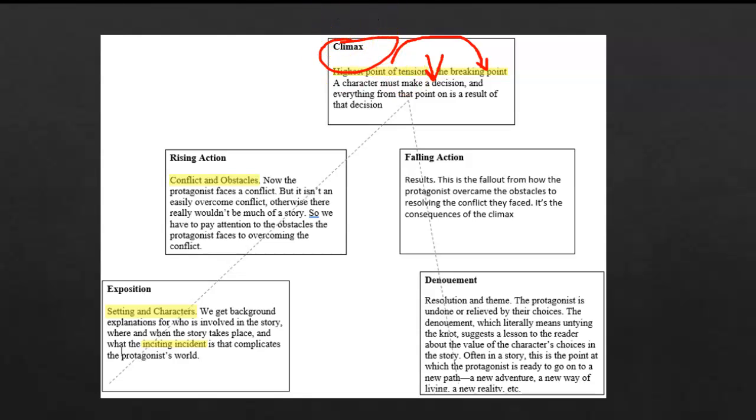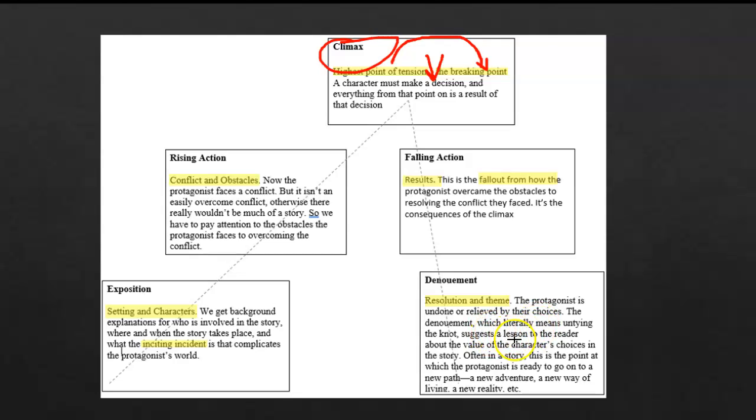Okay, so based on what the character decides for the climax, that is going to lead to some results. This is the fallout from how the protagonist overcame the obstacles to resolving the conflict. And again, this part of the story is moving very quickly. We come to the denouement. And denouement leads us to the resolution and the theme. In the denouement, we find that our protagonist is either undone by her choices or is relieved by her choices.